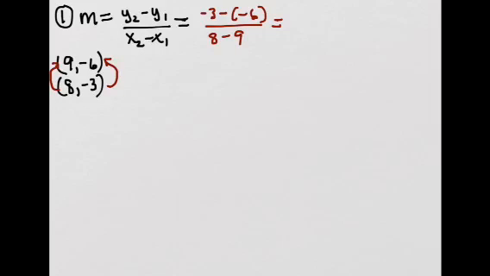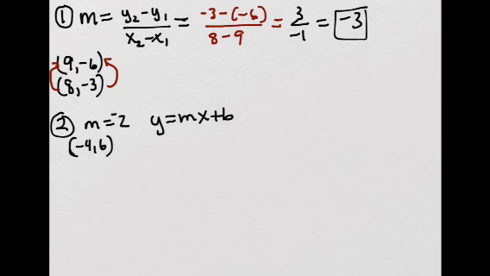Okay, so for number 1, they're asking you for the slope of the line passing through these 2 points. You could either use a formula, which is right here, or just find the difference in the y's, over the difference in the x's, which is over here. So I've set it up, and now we're just going to simplify. Negative 3 plus 6 is 3, and 8 minus 9 is negative 1. The answer is negative 3.